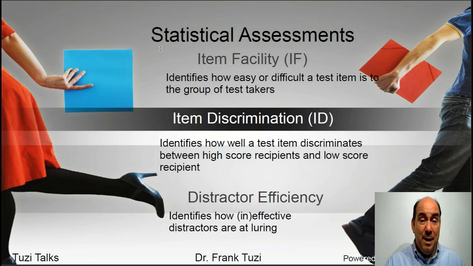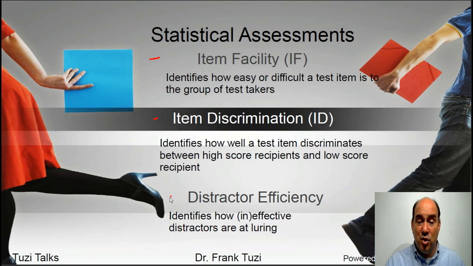So the purpose of item facility and item discrimination is to analyze the test questions. Are they really testing what you intended for them to test, right? Is there some screw up somewhere in the question so that there's a problem? Is the question necessary? There are a number of things that you can do with these two items.